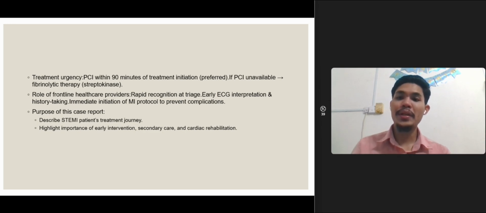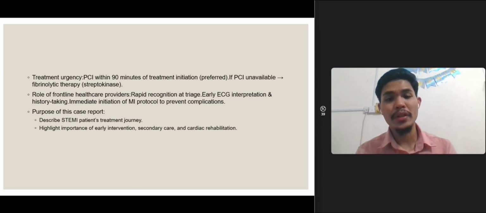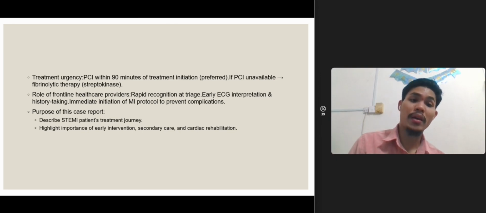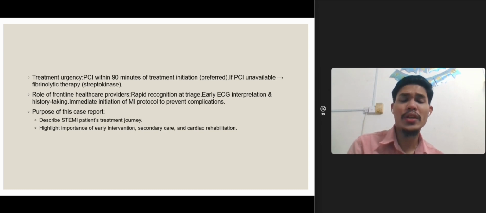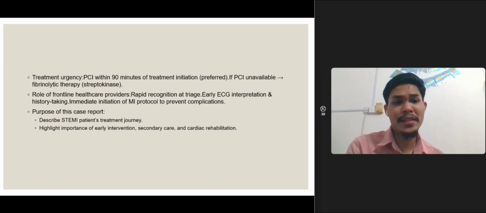For the treatment, within 90 minutes of the first medical contact, the patient needs to have a PCI. PCI, or percutaneous coronary intervention, is more effective when a patient has a myocardial infarction. But in some rural places where PCI is not available, we have fibrinolytic therapy, given to the patient intravenously. This case report not only describes the clinical journey of the patient, but also underlines the importance of quick decision making and the role of secondary prevention and cardiac rehabilitation after the acute phase.